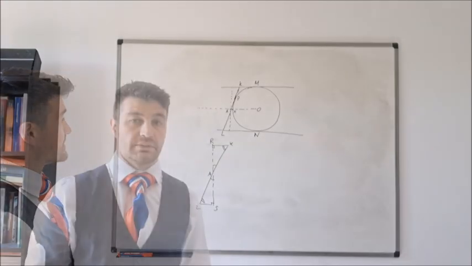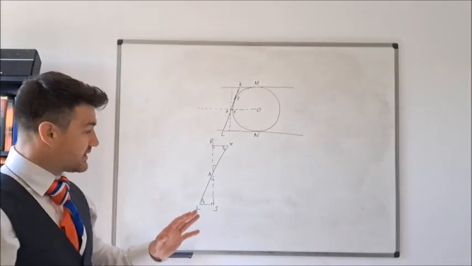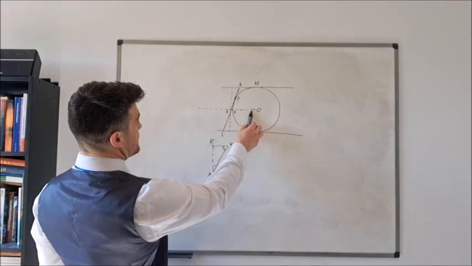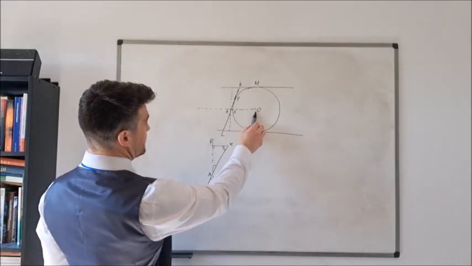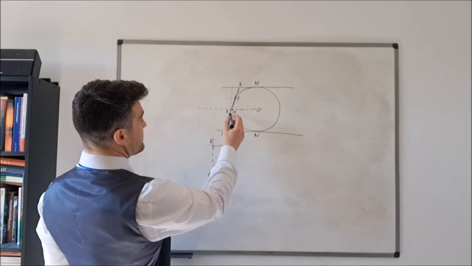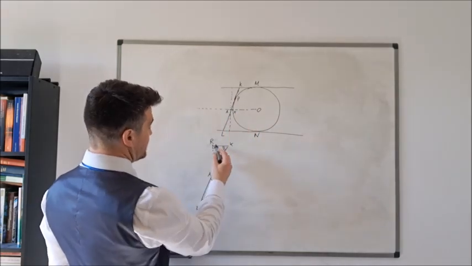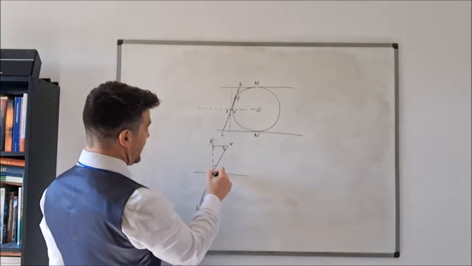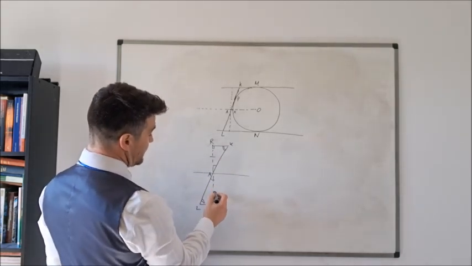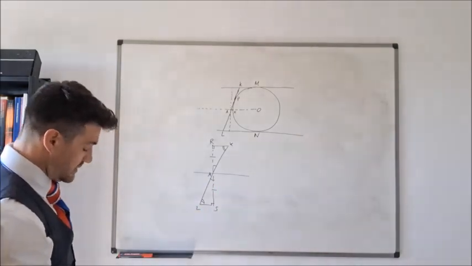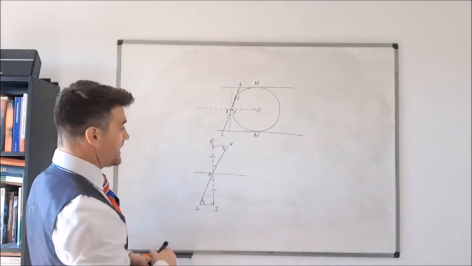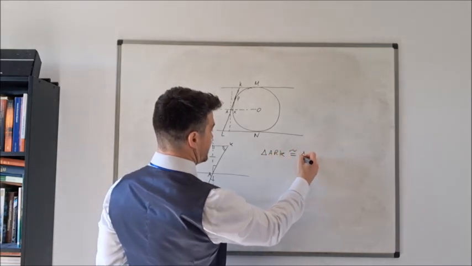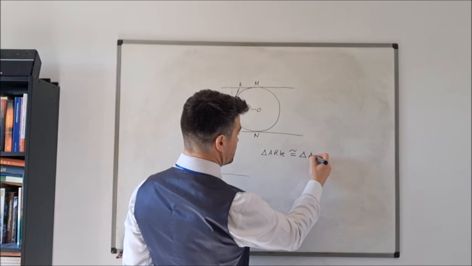be congruent. So how do I know that they're going to be congruent? Well, I know because this line here, O through X and through A, it bisects the line RS. So the line AR is equal in length to the line AS. So therefore the triangle ARK is congruent to the triangle ASL.